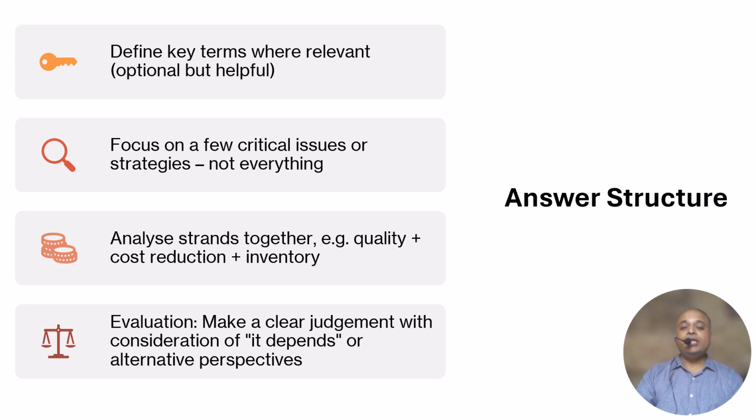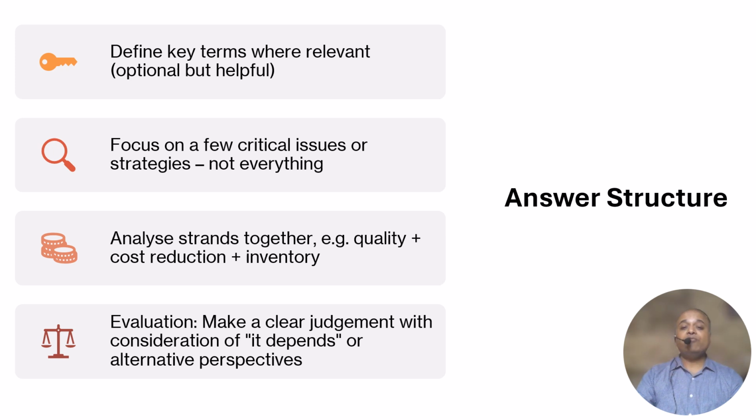Step 3. Link your ideas. Don't treat them like separate essays. Paper 4 loves interconnected analysis. Let's say you are discussing quality improvement. Then ask yourself, how will it affect costs? Will it reduce waste, the lean? What does that mean for inventory levels? This shows the examiner you understand strategy holistically, not in silos.